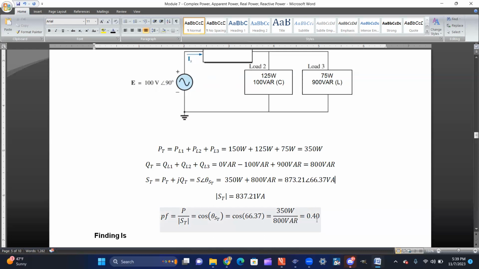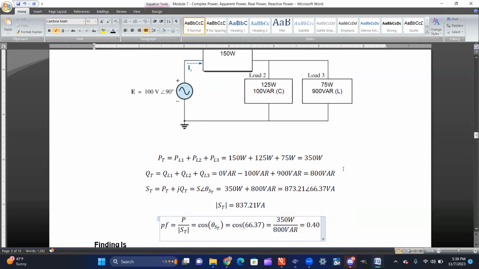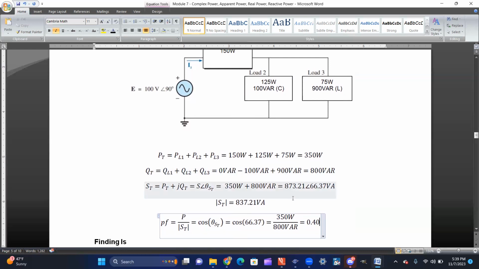So this one calculates to be 0.40. Is it lagging or leading? That's the question. Because you have a positive angle and your reactive power is also positive, this is a lagging power factor.